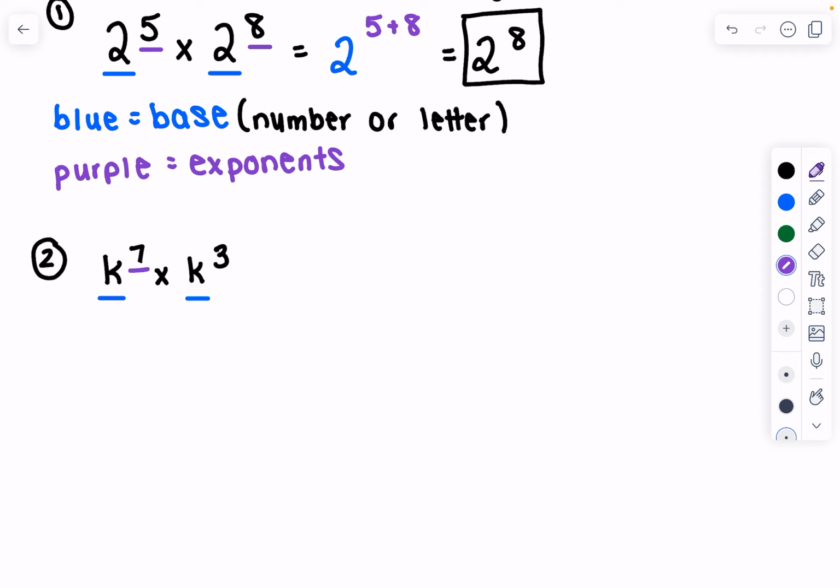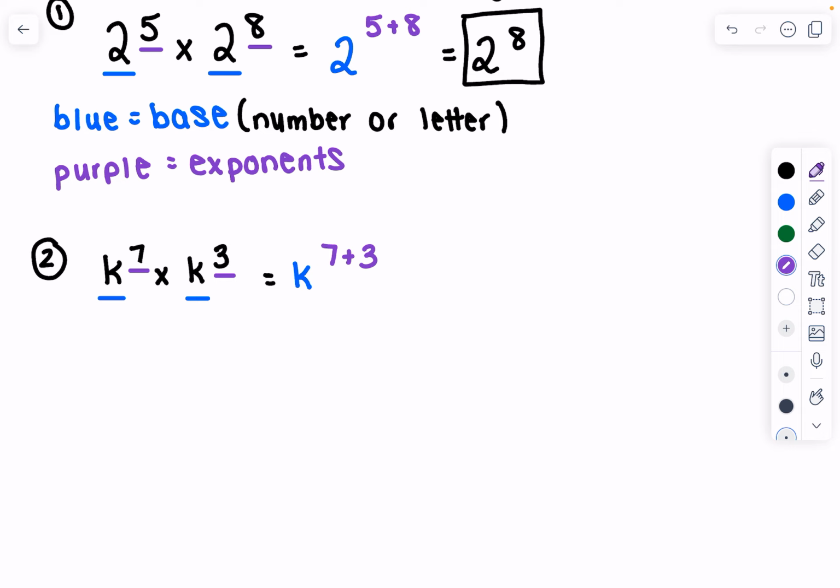My exponent is underlined in purple. Same exact idea as above. k stays as your base, and your exponent now becomes 7 plus 3.